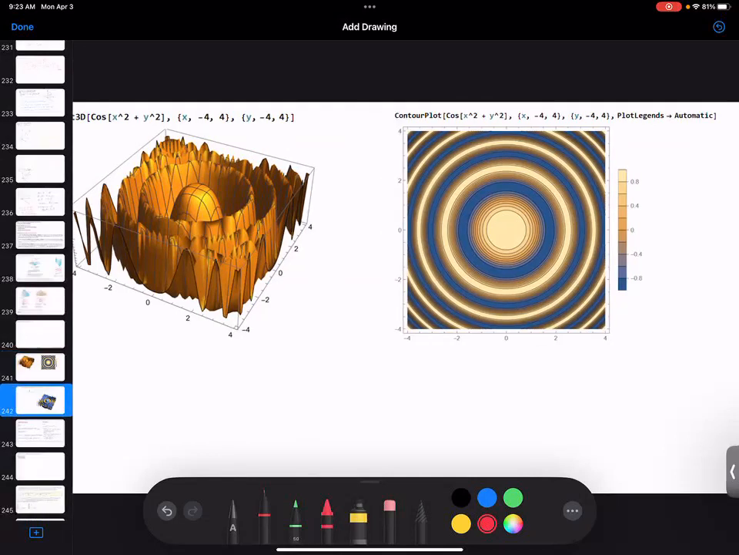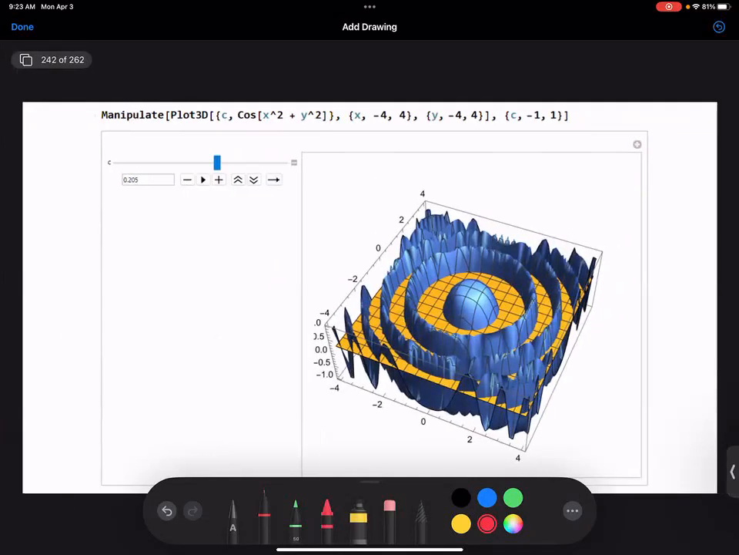Okay, and then just one more picture. I love the command Manipulate in Mathematica. What Manipulate allows you to do is use a sliding scale to vary a parameter. So I'm manipulating c. And if you look, I'm doing the 3D plot as before, but now instead of just plotting cosine of x squared plus y squared, I'm plotting c comma that.